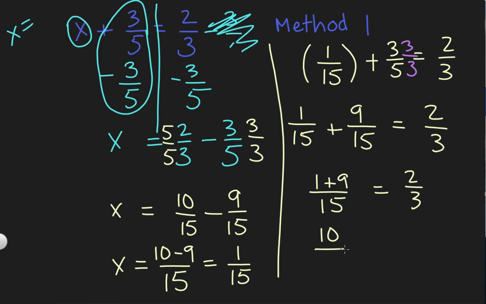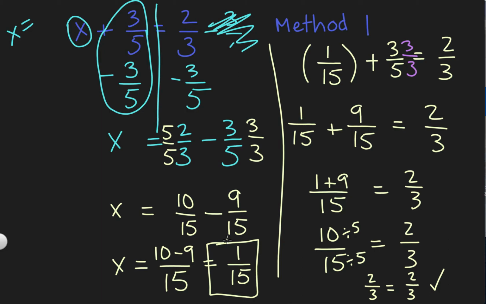So 10 over 15 is going to be equal to 2/3. Now both 10 and 15 are divisible by 5, and this gives me 2/3 equals 2/3. So the check step is true. That tells me that for sure my x is equal to 1 over 15. Now, to me, this method is a little bit complicated. It brings in the fact that we have to add fractions, and I am well aware of the fact that most people don't like fractions. So let's see a way in method number 2 where we don't have to deal with the fractions.